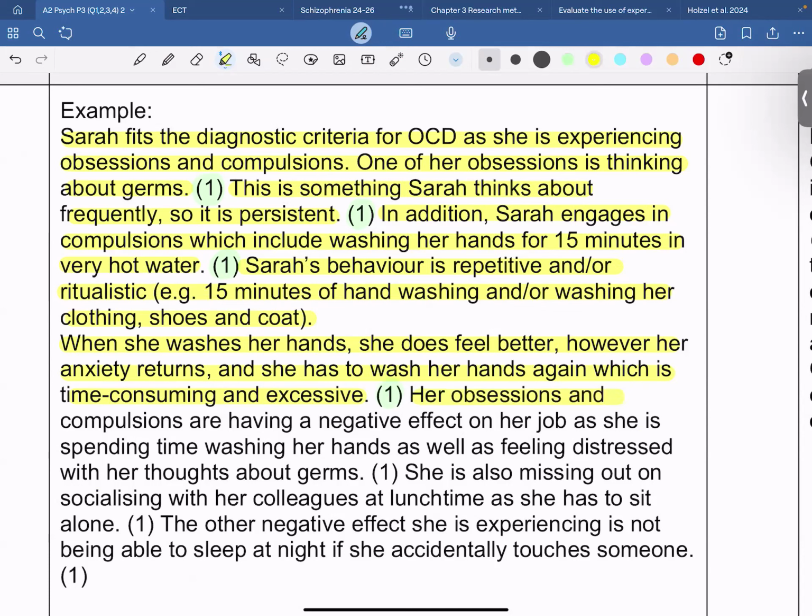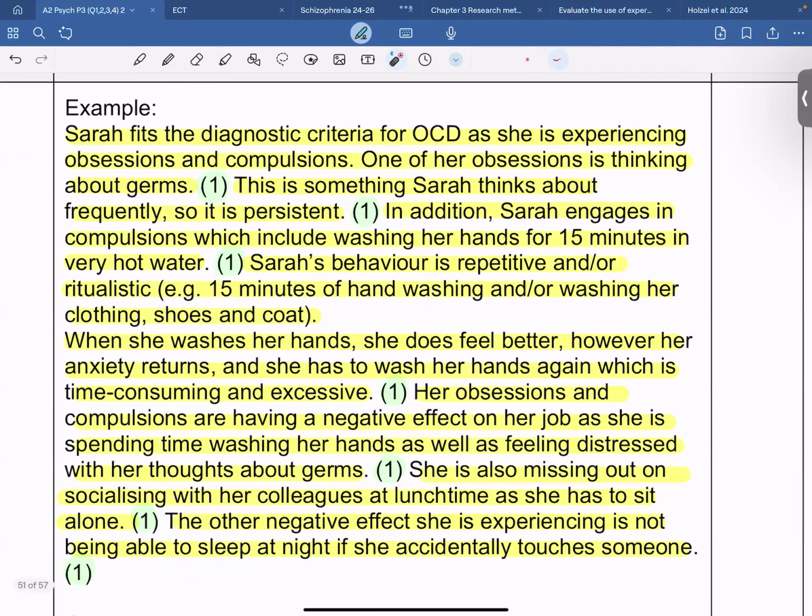Her obsession and compulsions are having a negative effect on her job as she's spending time washing her hands as well as feeling distressed with her thoughts about germs. She's also missing out on socializing with her colleagues at lunchtime as she has to sit alone because of her intrusive thoughts. The other negative effect she's experiencing is not being able to sleep at night if she accidentally touches someone. So look at the enormous amount of options. 1, 2, 3, 4, 5, 6, 7. Out of these 7 points, write down any 4, making sure you're not missing out on any point that you shouldn't be, because we've already discussed the guidance is provided by the Cambridge.